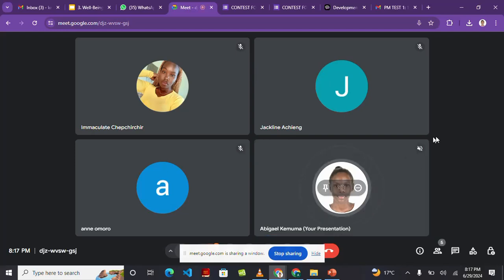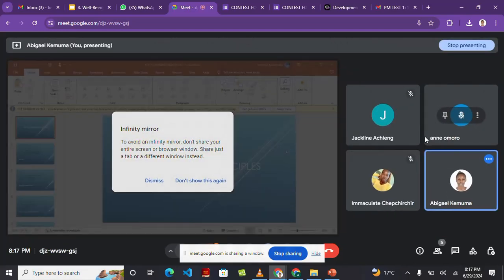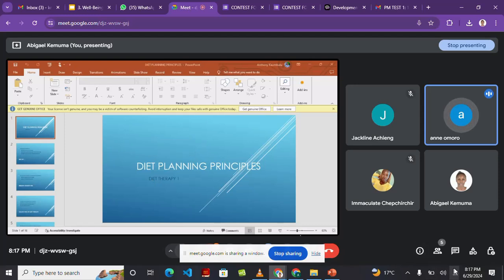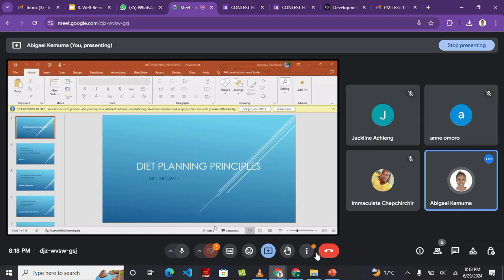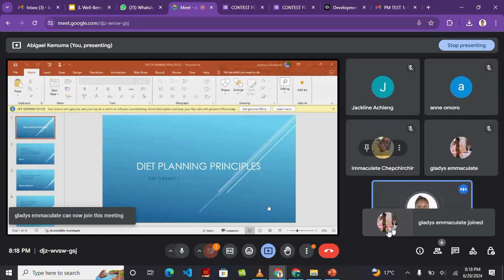Anne? This is therapy using the diet, whereby the diet is used to treat some diseases. Okay. So it's the use of diet. It's the use of the diet to treat diseases.